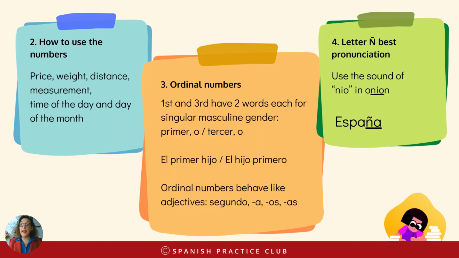We have learned how to use numbers in Spanish. We use them for just about anything, to talk about price, talk about weight, measurements, distance, the time of the day, and the day of the month. So dates. We've also learned in lesson number 6 about the ordinal numbers, how every number in Spanish has its equivalent in the ordinal vocabulary.